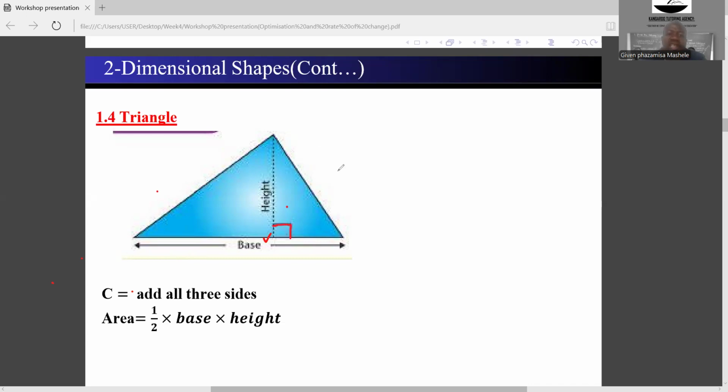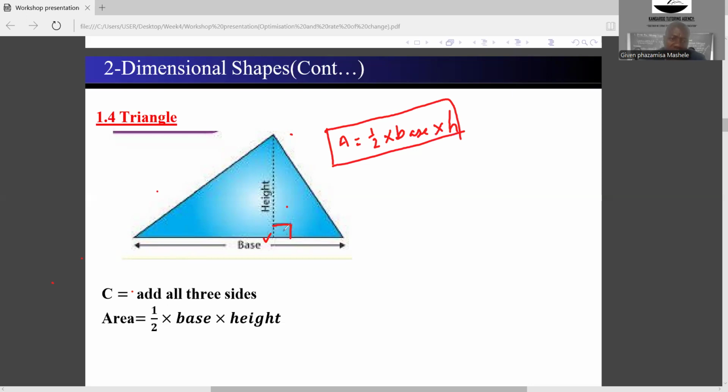So how do we calculate the area of the triangle? To calculate the area, we just say it's half multiplied by base and multiplied by the height. So it's half base times height. So this is the formula for calculating the area of a triangle if it's a right angle triangle.